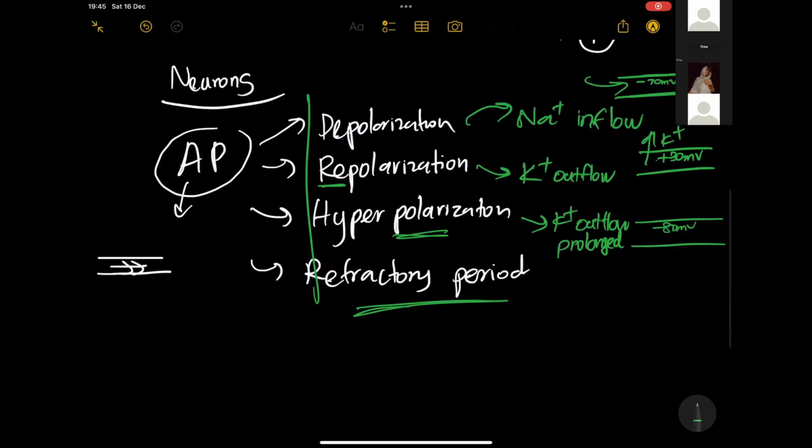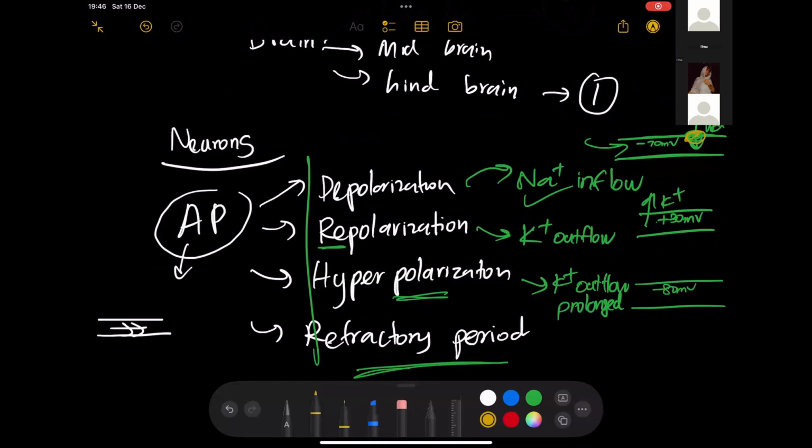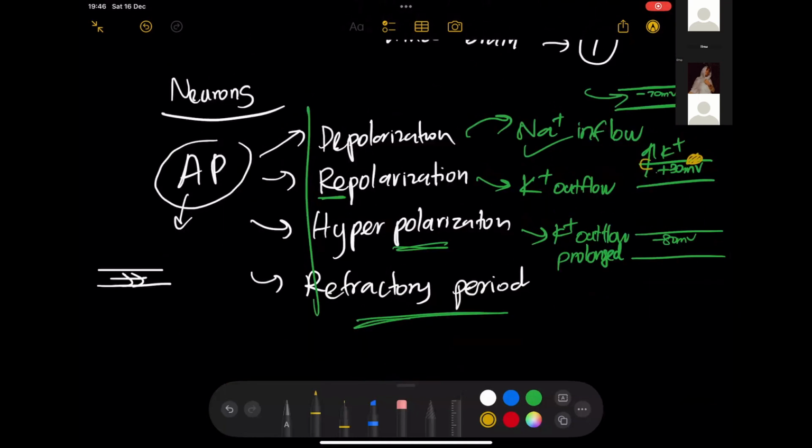So the answer is, when the sodium ions, I'll show you here, sodium channels. First depolarization happened, right? Sodium ions inflow. How? Sodium ion channels that opened here. They opened and allowed sodium to come in. Here the sodium ion channels closed and potassium ion channels opened.